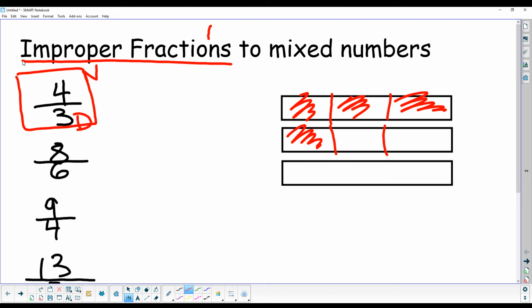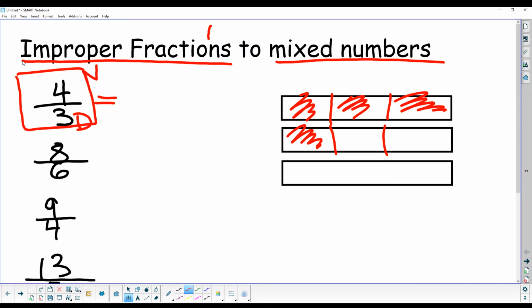So when it says to change it to a mixed number is when we write it as a whole number with a fraction next to it. So if I want to change 4/3 to a mixed number, I'm trying to say how many wholes are there, and then what is the fraction?